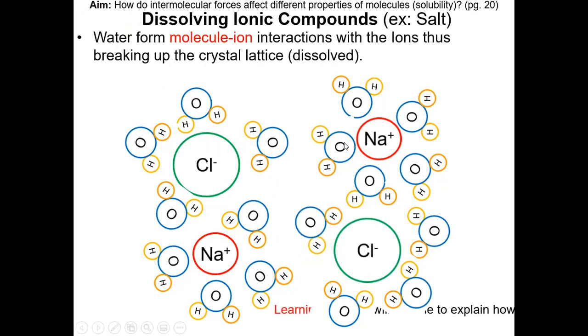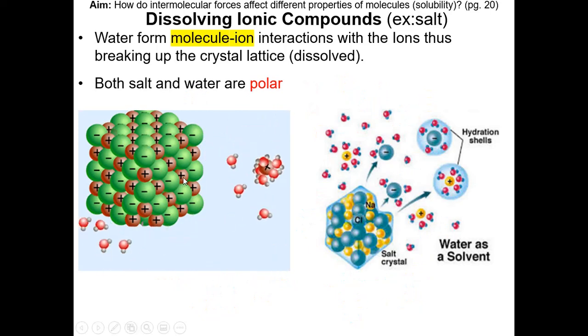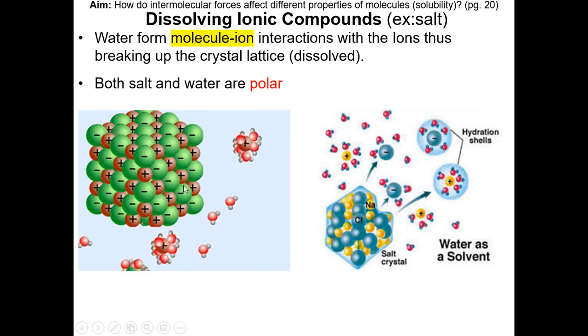At this point, the salt is completely dissolved. You no longer see the crystal lattice structure. The water molecules completely surround each of the ions, and the ions are evenly dispersed in the solvent. Water forms molecule-ion interaction with the ion, thus breaking up the crystal lattice. Here's a GIF of what's happening. You can see that the water molecules are slowly dissolving the ionic compound by interacting with each of the ions.